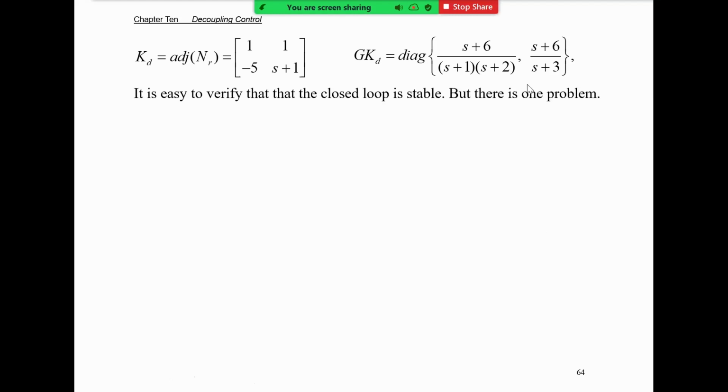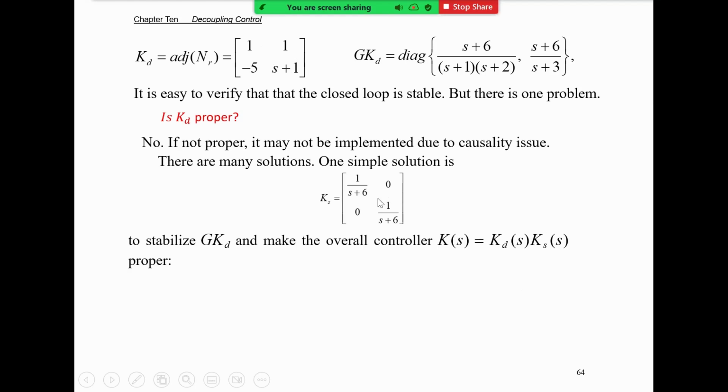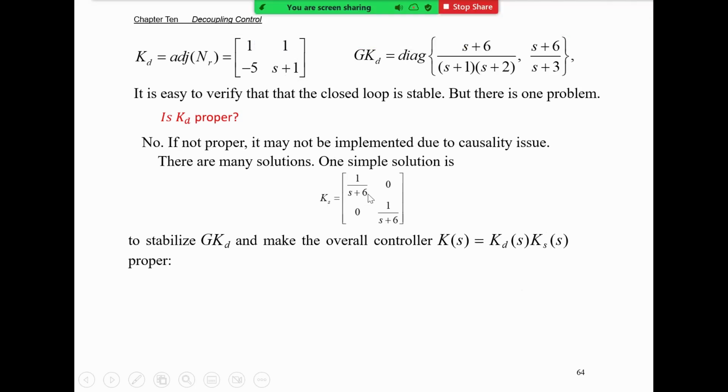But again, there's still one problem with this KD. What is the problem? KD is not proper, right? So therefore, we have to design the stabilizer. Because for this KD, we look at the degree, it's a first order degree. If we just design a stabilizer with a first order system, it should work. And also, just by examining this transfer function, we notice there are stable zeros.